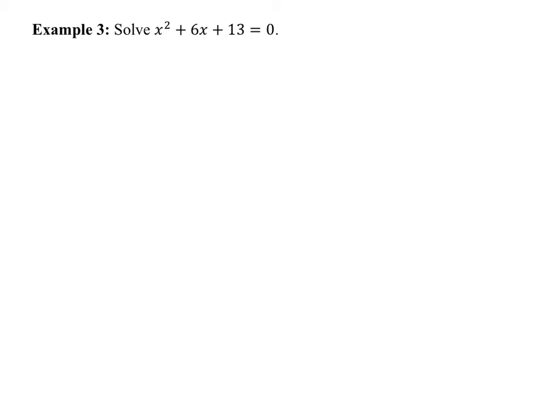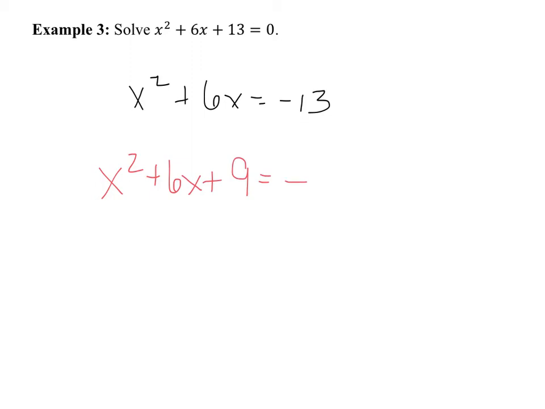So quickly move the 13 over. Mike, tell me what to do next. Should you add the number you need? Yeah, what's the number we need this time, Mike? Take half of b, because we don't need to get rid of a anymore. A is not there. What's half of b? 3. Square that. 9. So put a 9 on both sides. But when you add 9 to negative 13, you get negative 4.